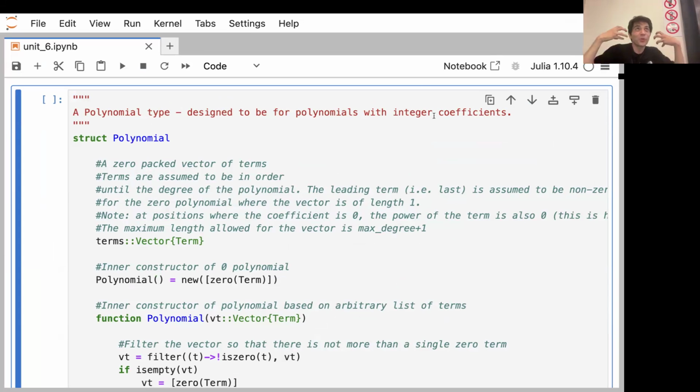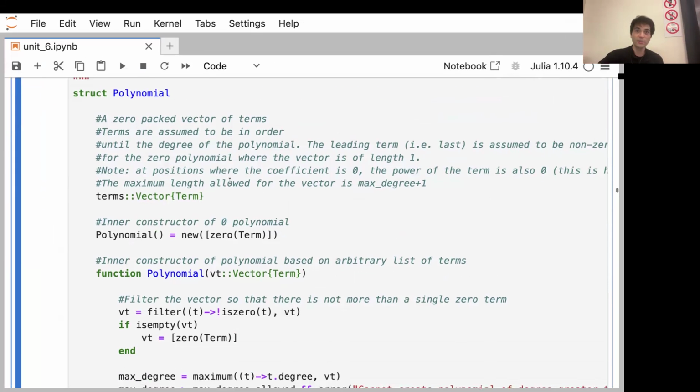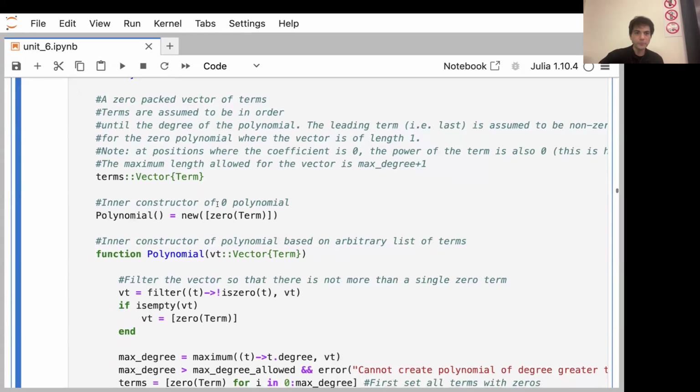Even though we didn't, the way that I'm going to show you the algorithms presumes it's agnostic to how you choose to represent it, which is better. Okay. So this polynomial is going to be a zero-packed vector of terms. That's just how I showed you on the slide. The terms are assumed to be in order.